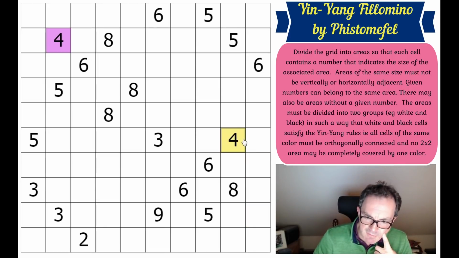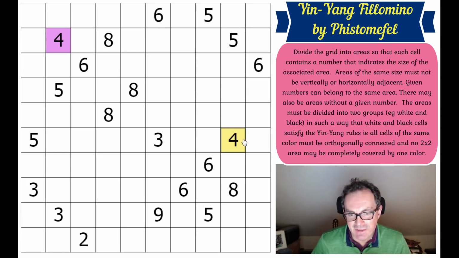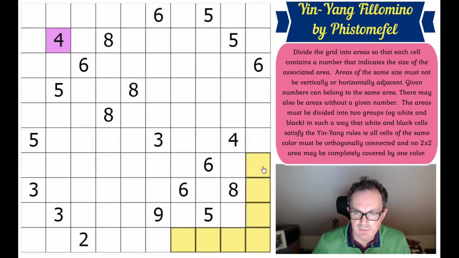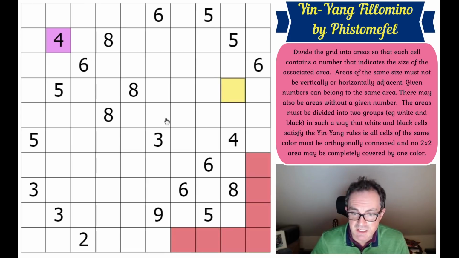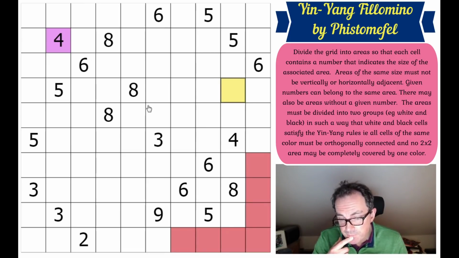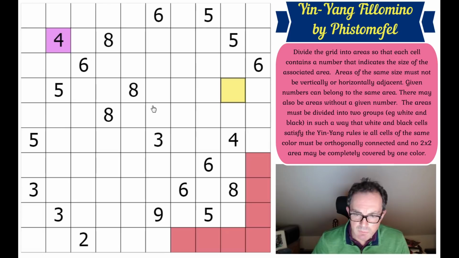Right, hang on, let me think about this. I'm not exactly sure how to do this. Well, what am I trying to show here? I'm trying to show that within these cells, I'm trying to show basically that these cells here cannot all be the same colour. That's what I'm trying to show. Is there a quick way of showing that? That's the interesting question now.